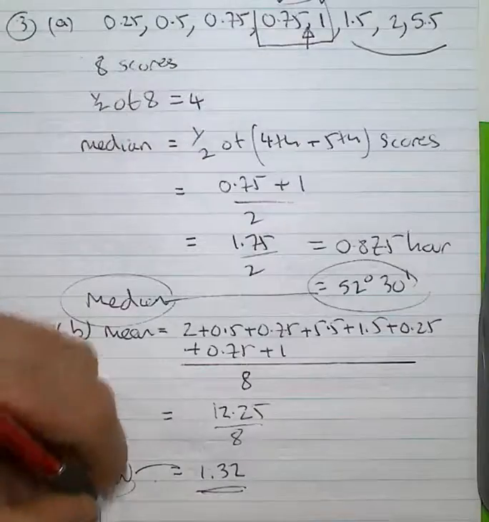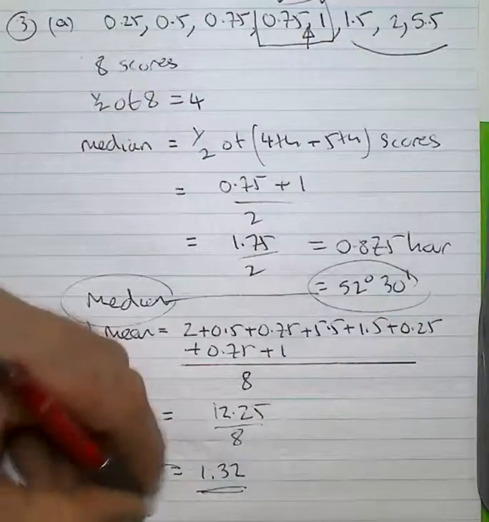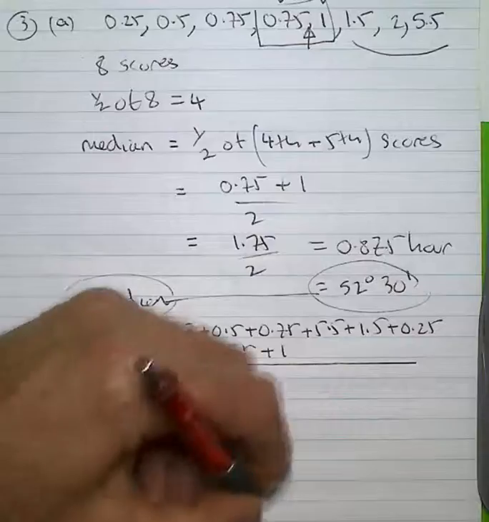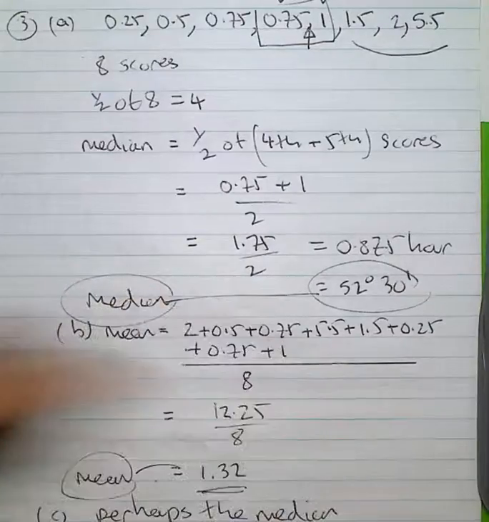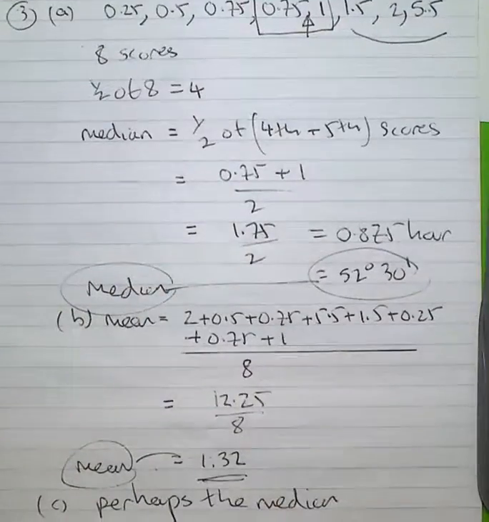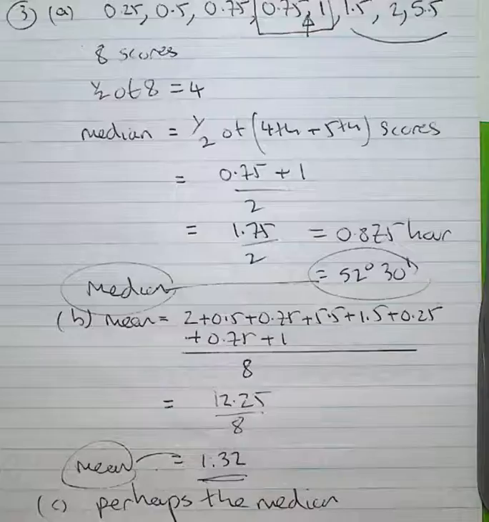So I'll put for C, perhaps the median is a better measure of the average time that people waited for assistance in this hospital.